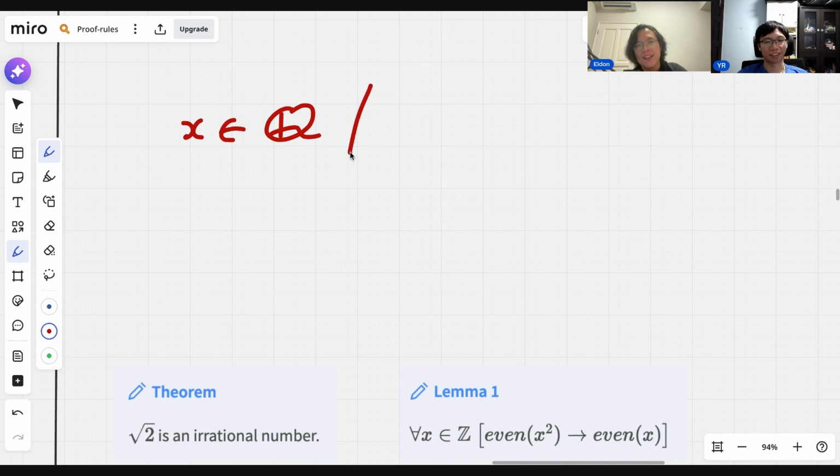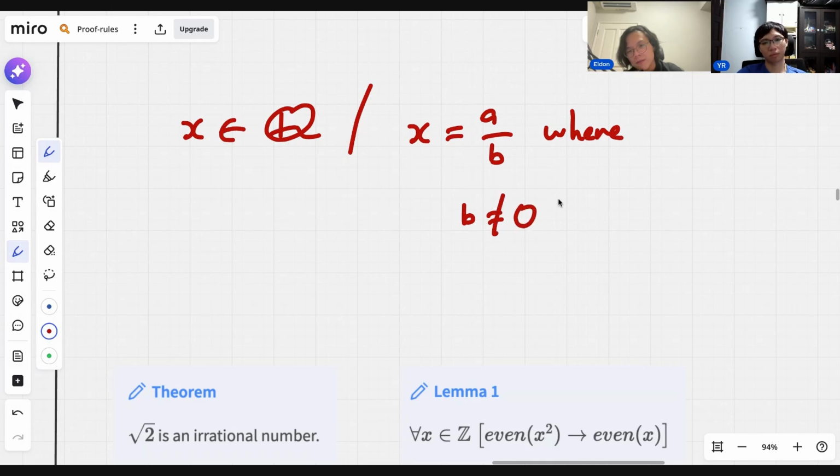But just to be clear, mathematically speaking, if a number x is a rational number, this means that x can be written in the following way: a divided by b, where b is non-zero and a is an integer and b is an integer. So this is just the definition of rational numbers.